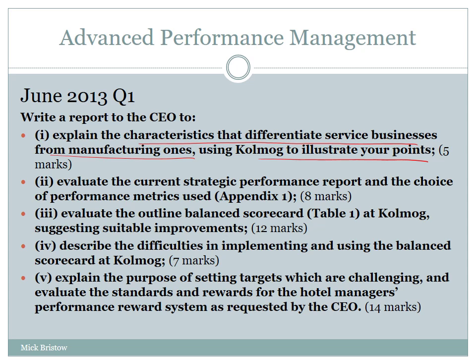Then second of all, you're asked to evaluate the current strategic performance report. So we're given a report in the form of information, and you're asked to evaluate that report, and also evaluate the choice of performance metrics used in the appendix. So again, asked to do 2 things. Then third of all, you're asked to evaluate the outline balanced scorecard at Kolmog, suggesting suitable improvements. So in a lot of these requirements, you're asked to do 2 things. You're asked to evaluate the outline balanced scorecard. So we look at the scorecard they've come up with, and we're asked to evaluate it. But then based on that evaluation, come up with improvements to it.